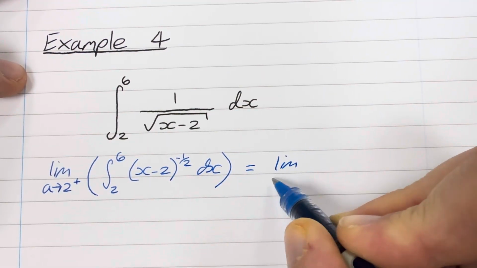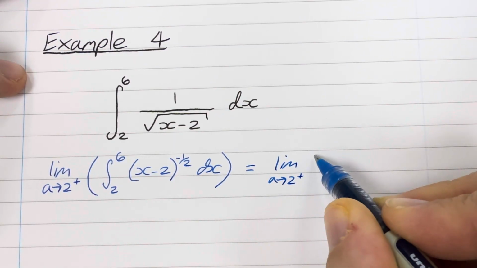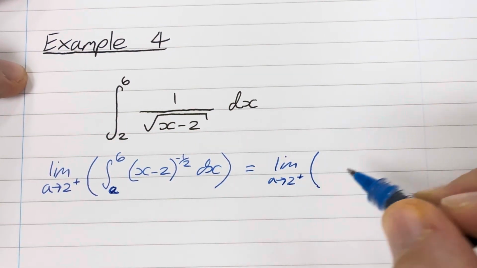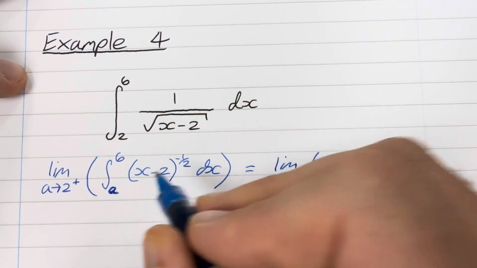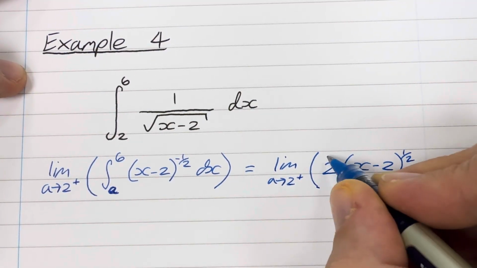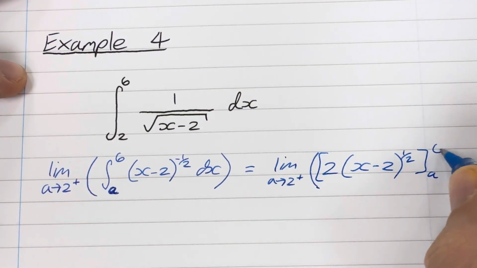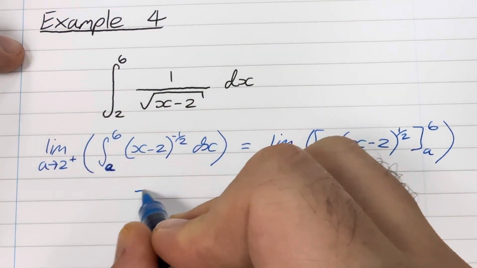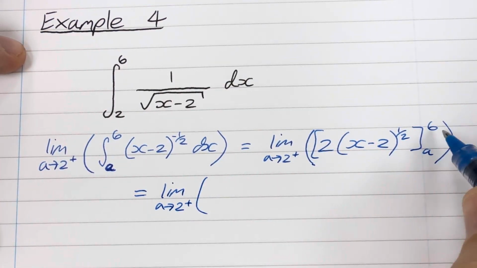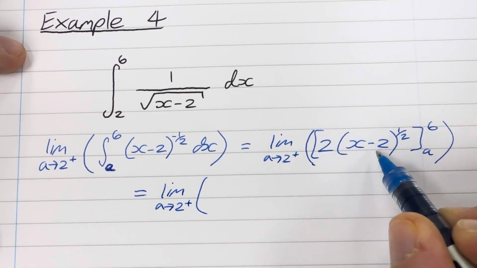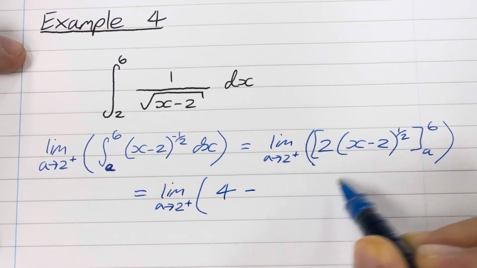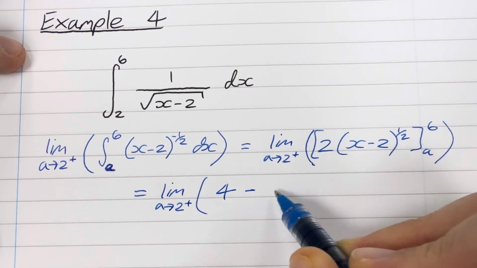And that's going to be equal to the limit as a tends to 2 from above. Oh, sorry, I missed the a again. Second time I've done that. There we go. And having carried out that integral, so add 1 to the power, divide by new power, that's going to be 2 into x minus 2 to the positive a half. And we're going to evaluate that between a and 6. Okay. Limit as a tends to 2 from above of, plug in 6, that's going to be 6 minus 2, which is 4. 4 to the half is 2. 2 times 2 is 4. And then we're going to subtract 2 times the square root of a minus 2.